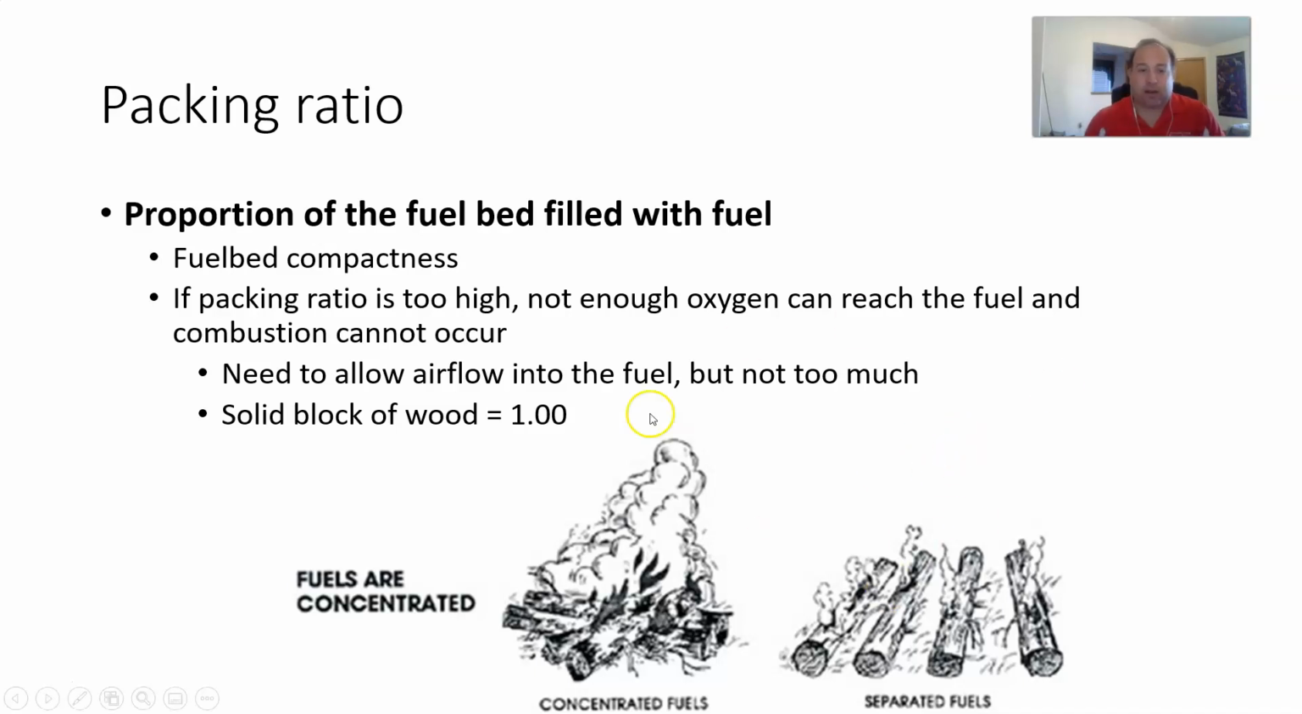So it talks about here the need to allow air into the fuel, but not too much. So going back to our campfire example that we've been using a couple times, why do you put the logs in a teepee formation? It's because you want the fuels to be touching and close to each other, but you also want to leave space for air and oxygen to get in there, because you know you need fuel, heat, and oxygen to make this work.